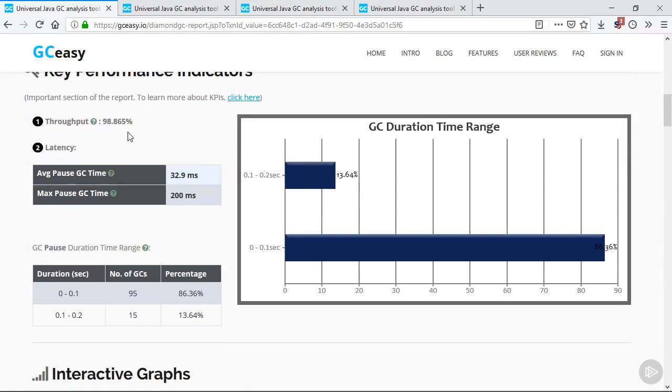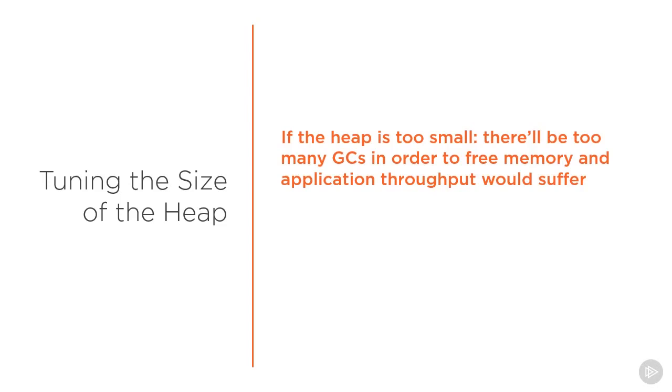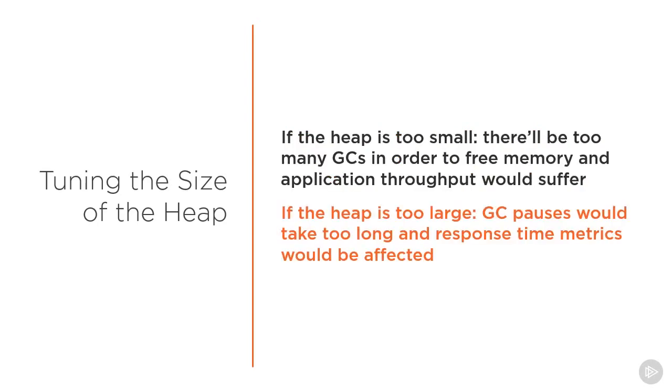So now that we are able to measure GC performance, let's talk about tuning garbage collection. The first step in garbage collection tuning is tuning the size of the heap. This is because if the heap is too small, then too many GCs will occur in order to reclaim memory, which could reduce the overall application throughput. And if the heap is too big, there will be fewer GCs, but those GCs would take a long time, and your response time metrics would take a hit.